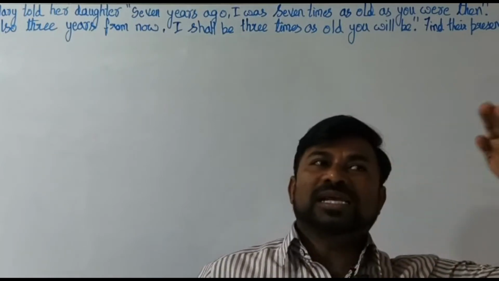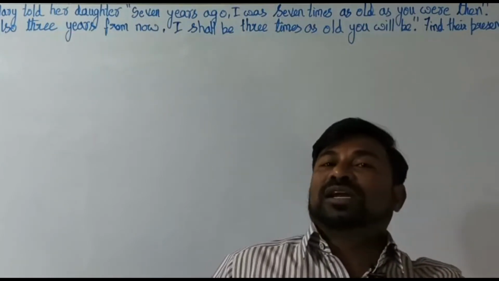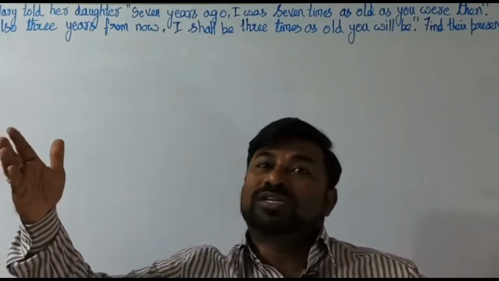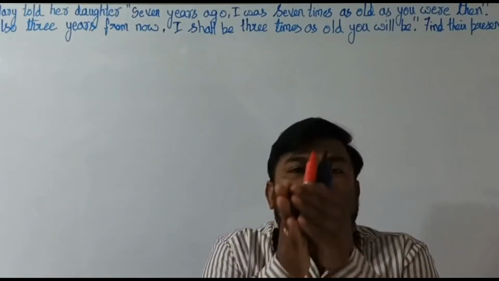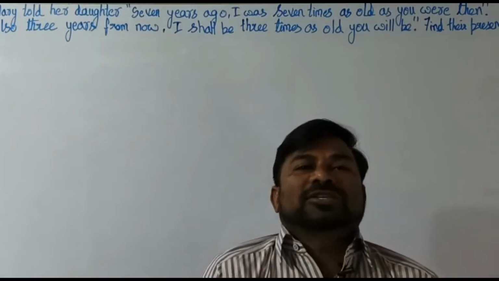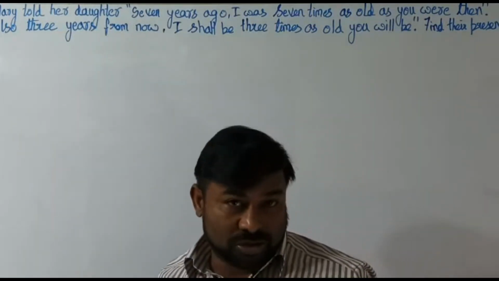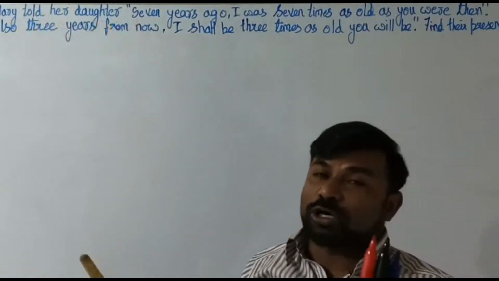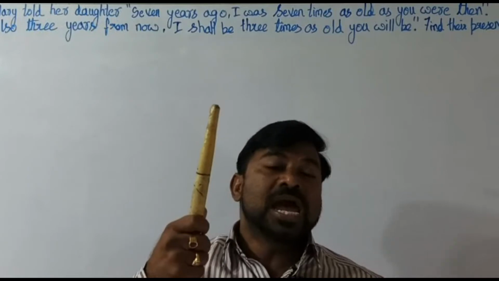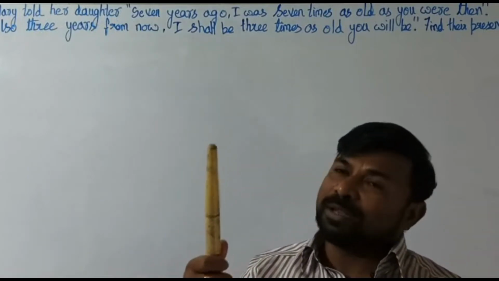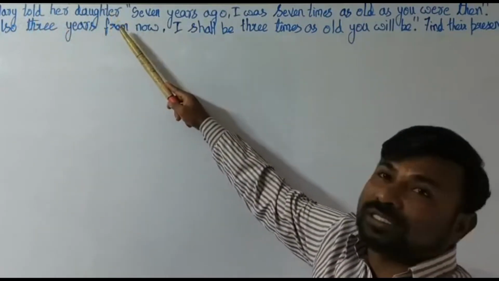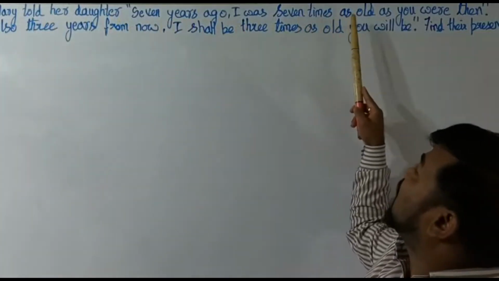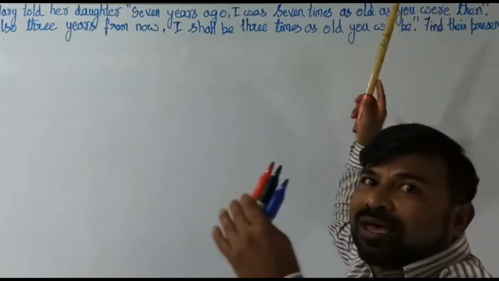What is the relation between their ages previously, in the past? And in the future, what is the relation? Whatever it might be, we deal with the present age. So let's deal with the question here. Mary told her daughter: here we are talking about a mother Mary and the daughter, so family members. Mary told her daughter, 7 years ago I was 7 times as old as you were.